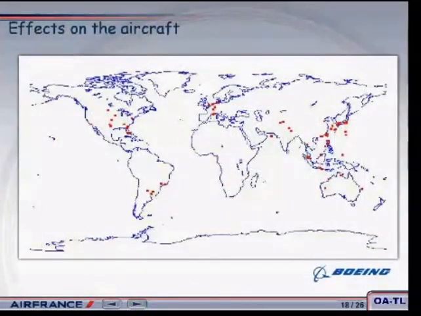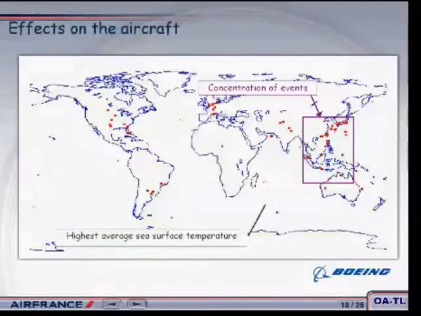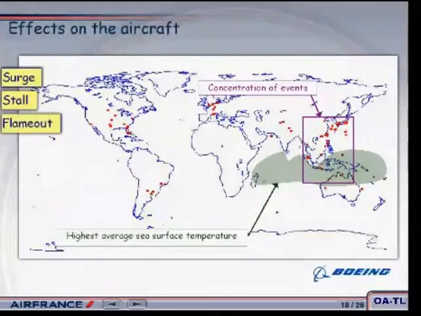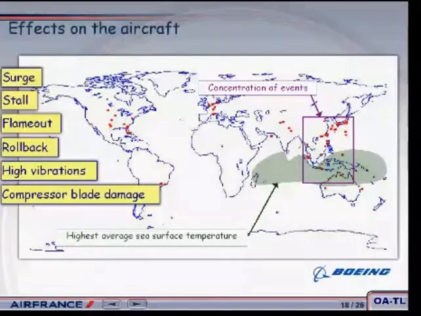This map shows the location of the engine power loss events investigated by Boeing. More than 60% of these occurred in the Asia-Pacific region. The explanation for this concentration of events may be that the sea surface temperature is highest in this region. The types of abnormal engine behavior which have been experienced include surge, stall, flame-out, rollback, high vibrations, and compressor blade damage.